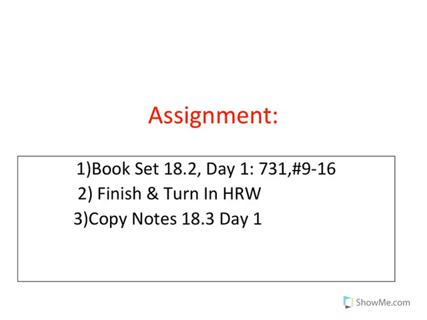Okay, so that's the end of our 18.2 day 2, and your assignment is to work on number 9 through 16 in your book, and to finish and turn in your HRW. Also copy down 18.3 day 1 notes.